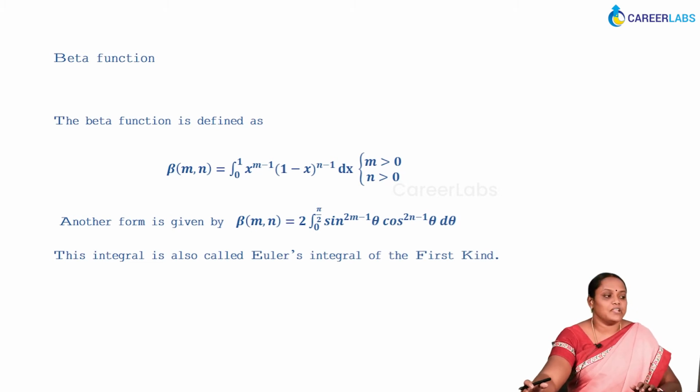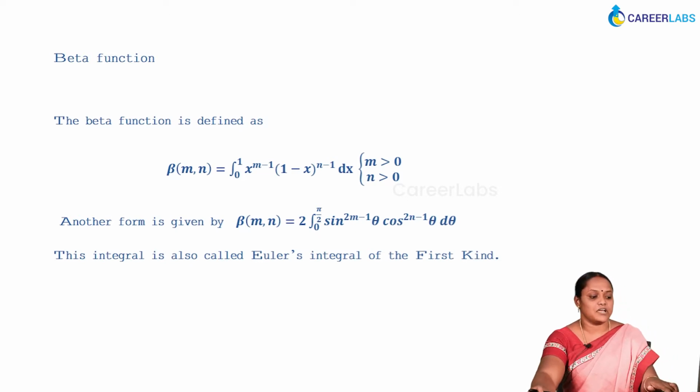Beta function is defined as beta of m comma n is equal to integral 0 to 1 x power m minus 1 into (1 minus x) the whole power n minus 1 dx, where m and n are greater than 0. Another form of beta of m comma n is given by 2 times integral 0 to pi by 2 sin to the power 2m minus 1 theta cos to the power 2n minus 1 theta d theta. This integral is also called Euler's integral of the first kind.